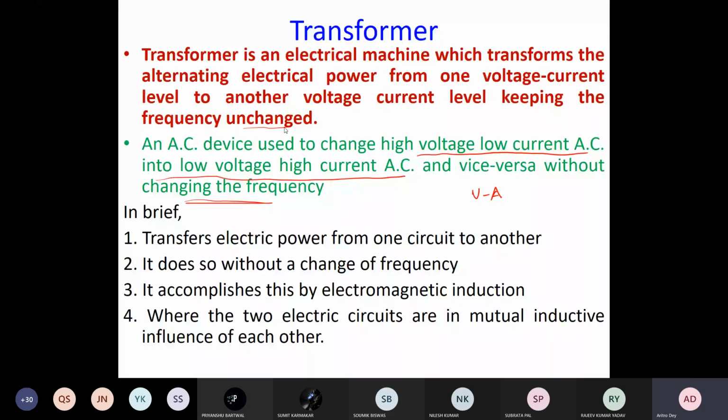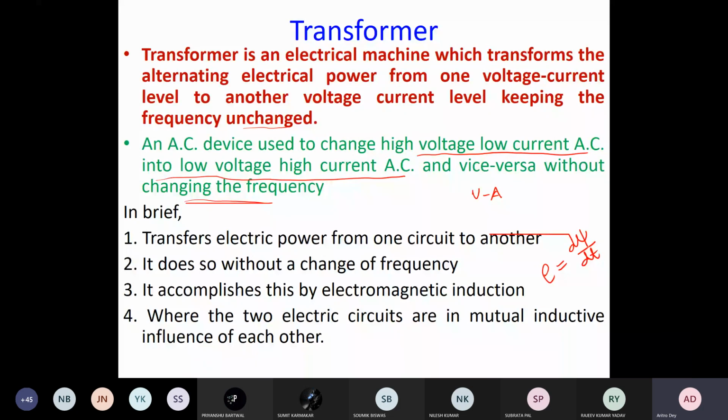Because whenever you send an alternating current through the primary coil, there will be a pulsating flux within the magnetic circuit. And when that pulsating magnetic flux links with your secondary coil, what will happen? An EMF will be induced, because we know from Faraday's and Lenz's law that E is equal to d psi by dt. So in your secondary circuit an EMF will be induced.